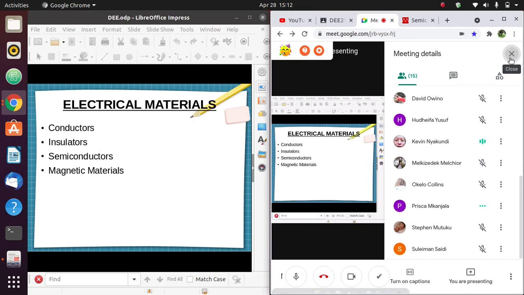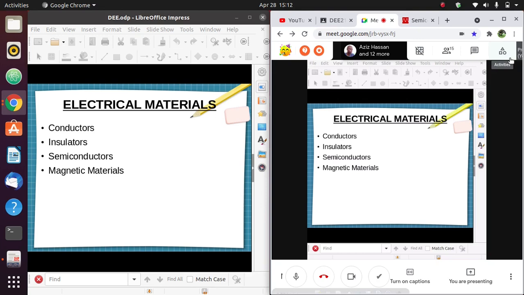Kabisa. Now, what are electrical materials? Electrical materials you mean? Anyone? What do you think the term electrical materials means?